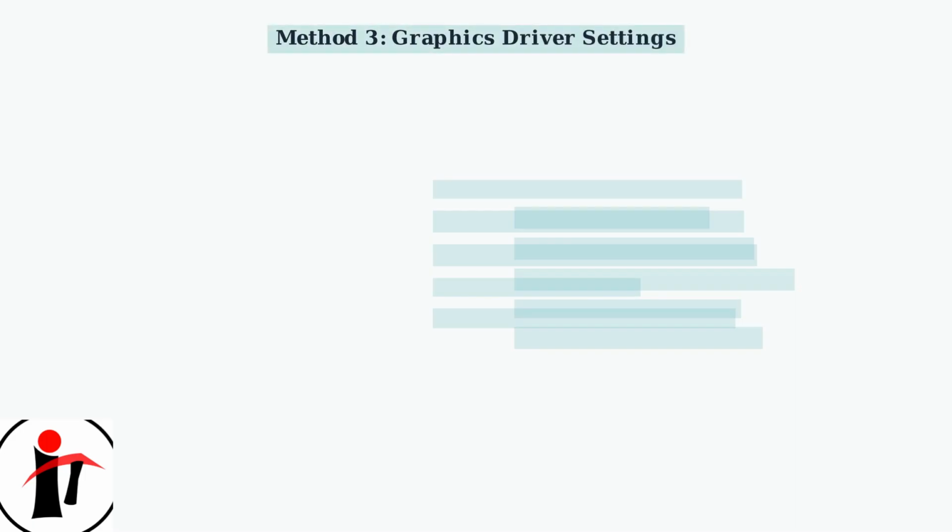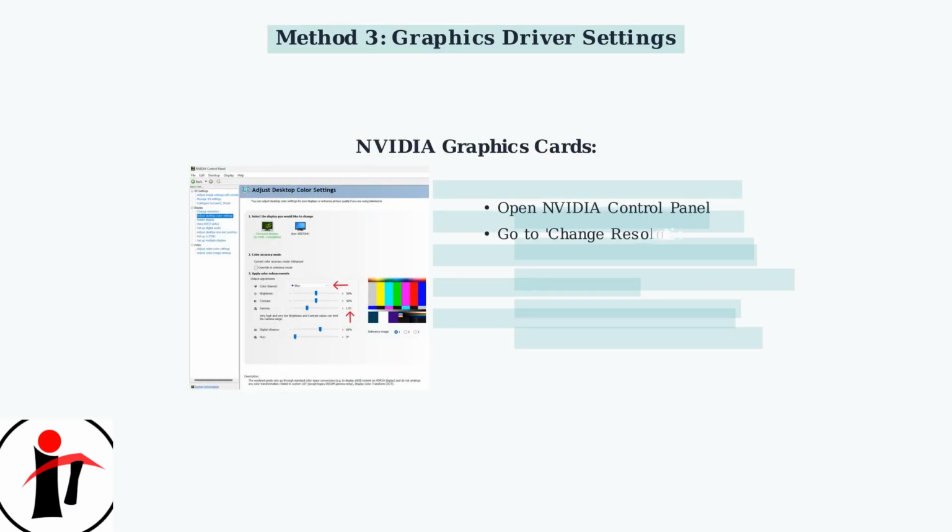The third method involves your graphics card driver settings. The process differs between NVIDIA and AMD graphics cards, so we'll cover both options. For NVIDIA graphics cards, open the NVIDIA control panel, navigate to Change Resolution, select Use NVIDIA Color Settings, and enable HDR under the Output Color Format section.